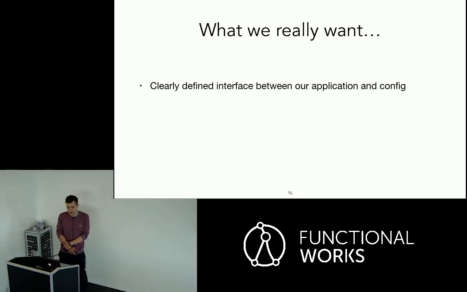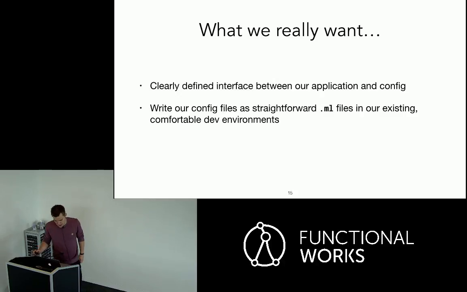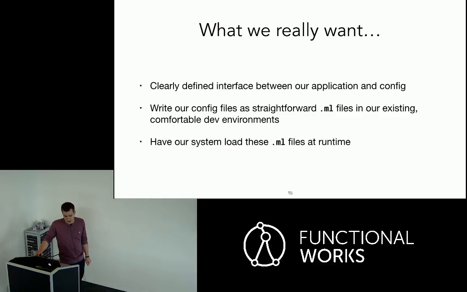So what is it that we really want? We really want a clearly defined interface between our application and our configuration. A clear contract on each side, what is provided and what needs to be implemented. We want to write our configs as straightforward ML files using our existing and comfortable dev environments. And we want to have our systems load and reload these ML files at runtime dynamically. And this is where OCaml plugin comes in.